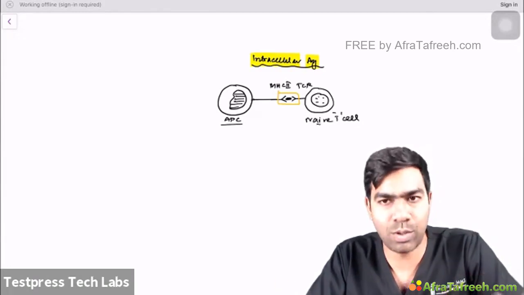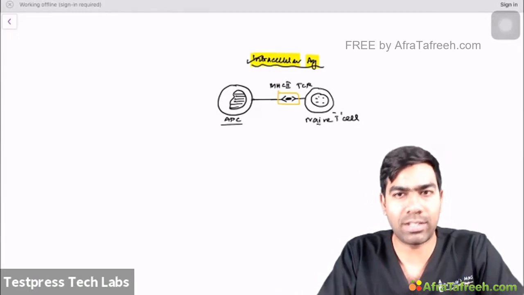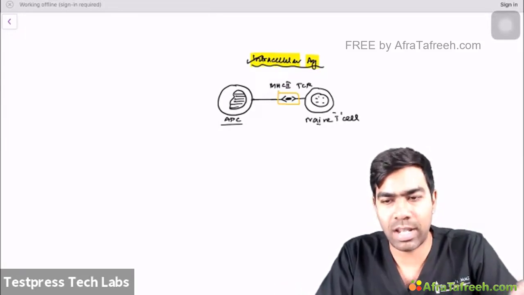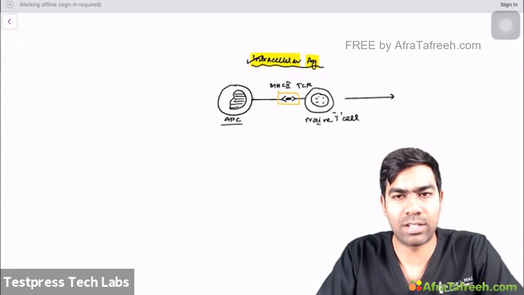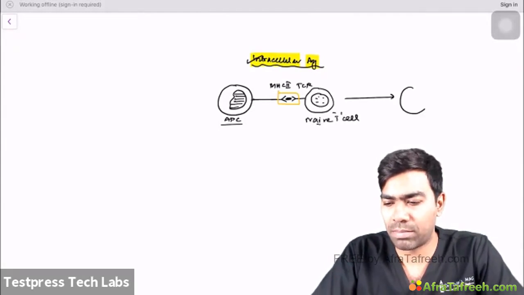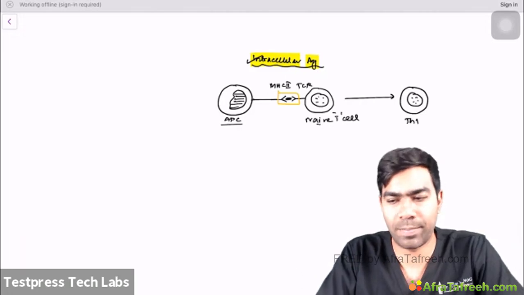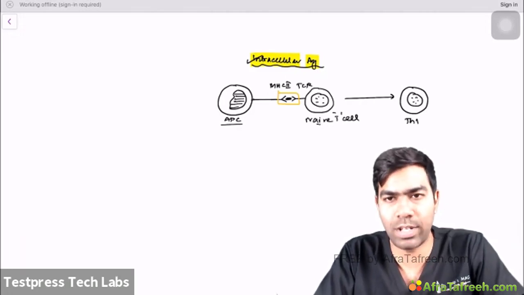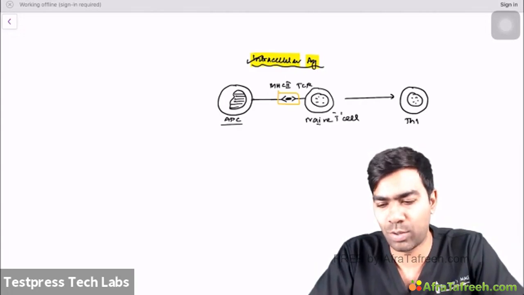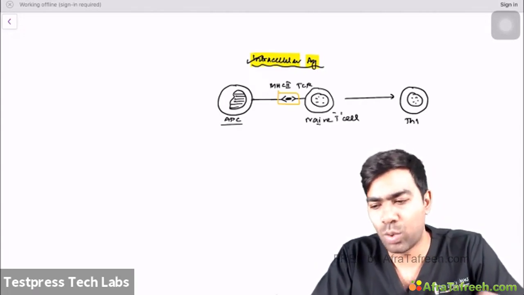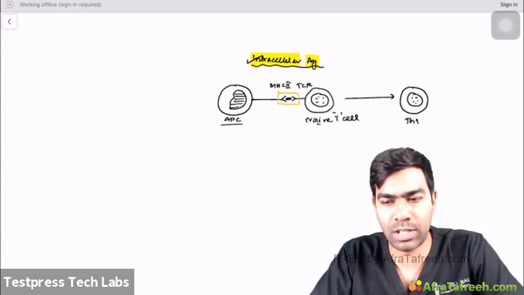So as a whole, what I can tell is, if the APC swallows an antigen that is typically intracellular, it is going to stimulate the T cells to become an activated T cell called a T helper 1 cell. That's very important. So usually, as a whole, not always, an intracellular antigen will make the naive T cell go towards the T helper 1 pathway by the stimulation by the antigen presenting cell.